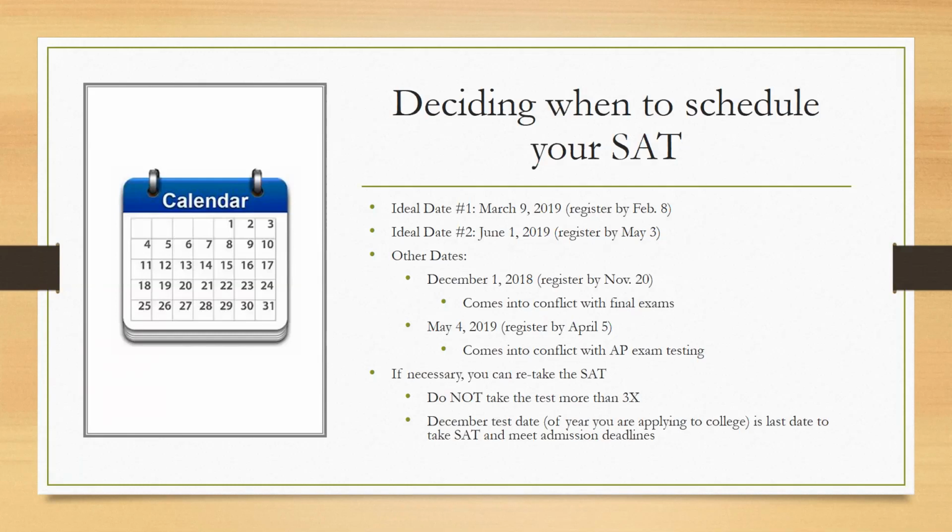The other date that is available, and obviously falls in between the March and the June date, is that May 4th date. This often is going to come into conflict with your AP testing. So if you are in any AP classes, any advanced placement classes, and you're a junior, you're going to be wanting to study for these AP exams. And the test prep for your AP exams looks very, very different than your test prep for the SAT.